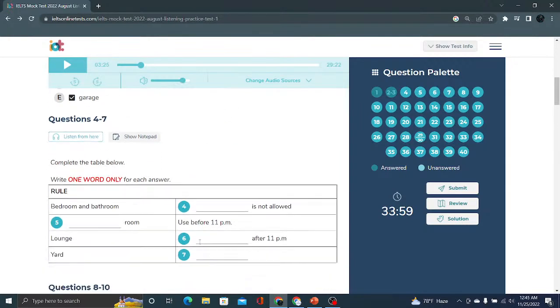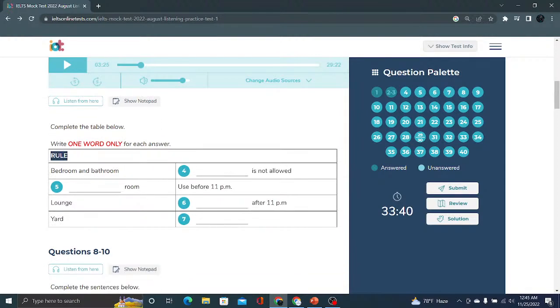Okay, let's move on. Now we are going to practice with questions 4 to 7. Complete the table. Write one word only for each answer. So we are allowed only one word here. Okay, so here's the first question, number 4. Let's highlight some keywords for this question: bedroom and bathroom, and something is not allowed. Okay, let's listen to it.